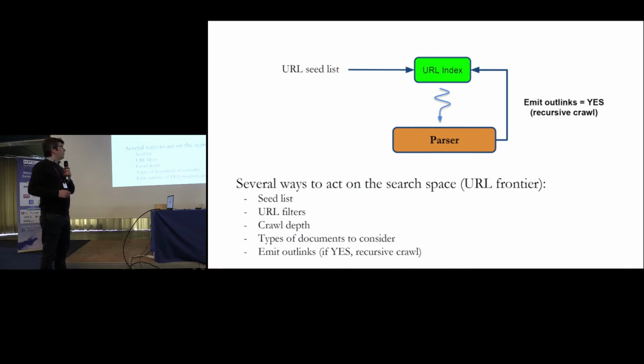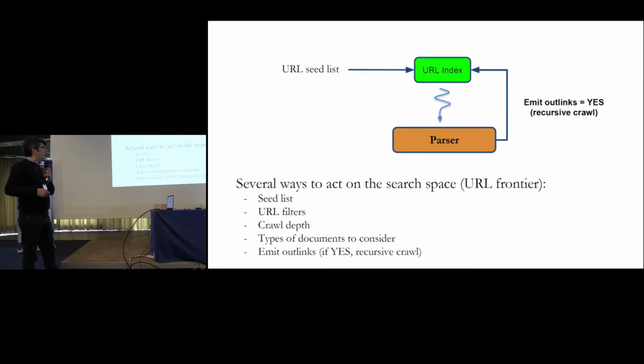Once you fetch a document, one thing you can do in the parser when you parse the document is to identify all the links from this page to other pages on the internet. And then the crawler can feed itself with the discovered URLs, and then we speak about recursive crawl, and basically the index of URLs to crawl really grows pretty quickly. Even on a small system, you quickly end up with hundreds of millions of URLs to crawl.